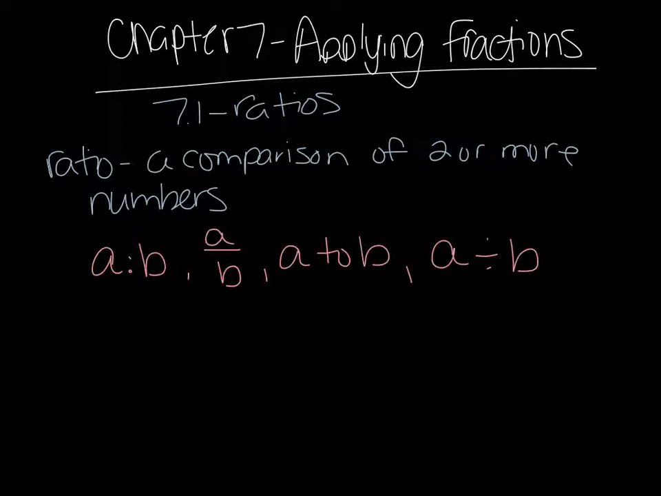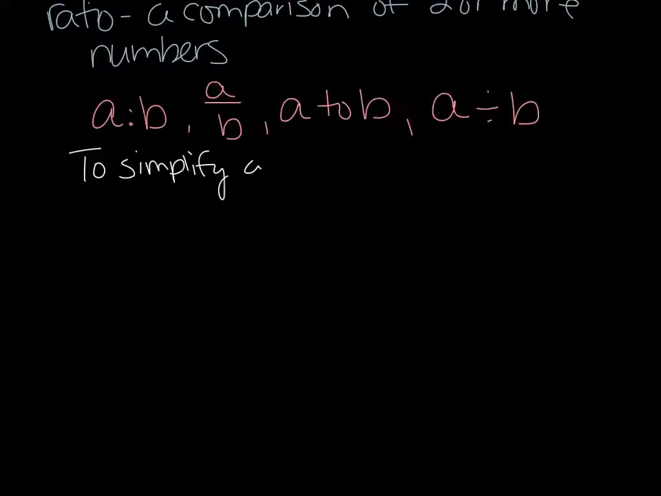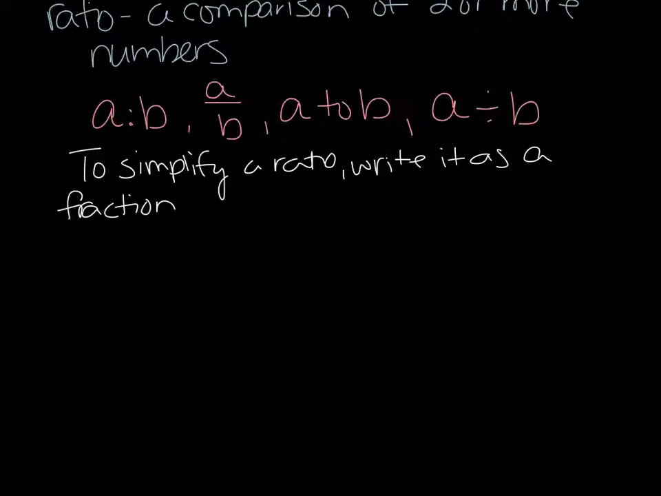Okay? So a big part of today is going to be simplifying ratios. So we're going to write a little bit about how to simplify ratios. If I want to simplify a ratio, no matter what form it's in, whether it's A colon B, A over B, A to B, or A divided by B, first thing we're going to do is write it in that second form. We're going to write it as a fraction, because simplifying fractions is not a new concept to us. So once it's written as a fraction, then we're going to divide out any common factors.